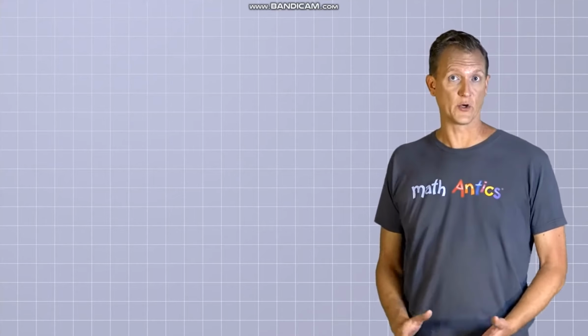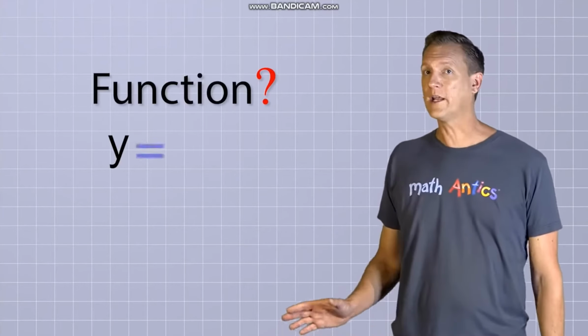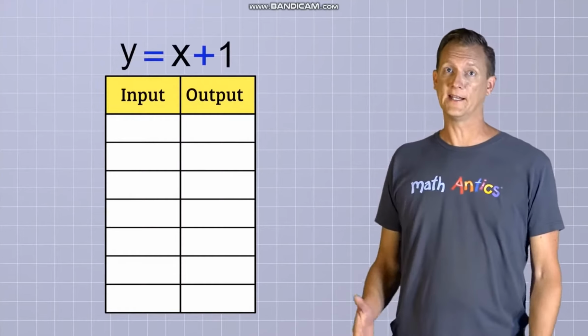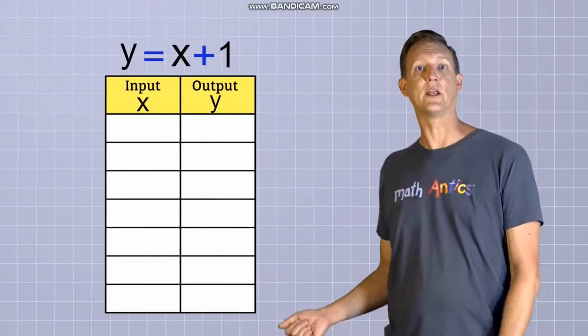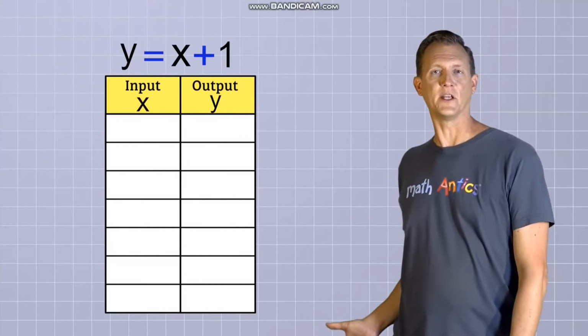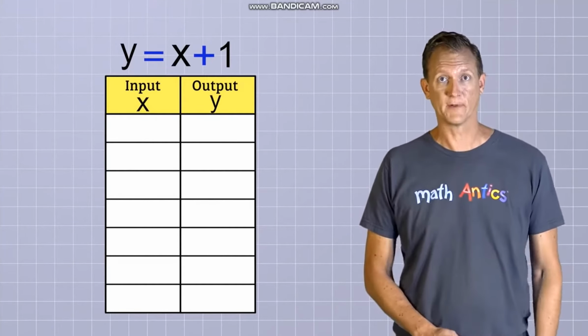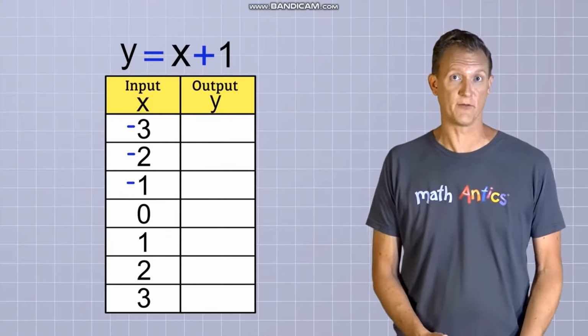Another simple algebraic equation to see if it's a function. Y equals x plus 1. Again, the x values will be inputs, the domain, and the y values will be the outputs, the range. Let's quickly generate a function table for a few possible input values, like the integers -3 through +3.